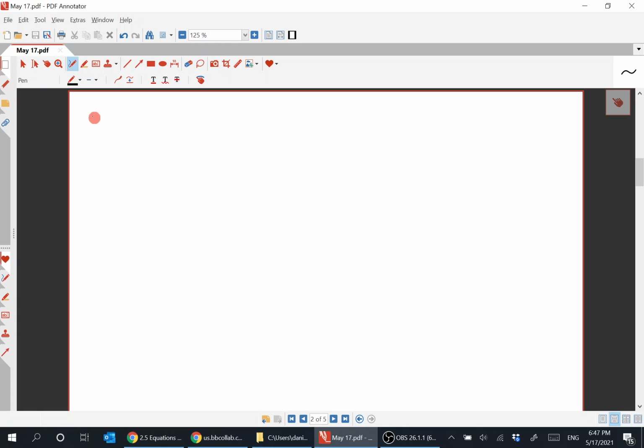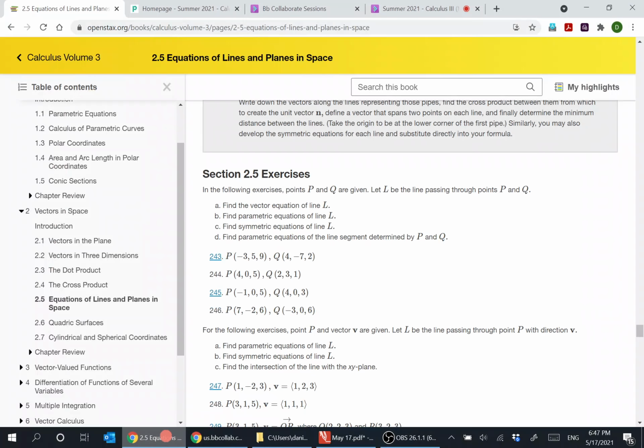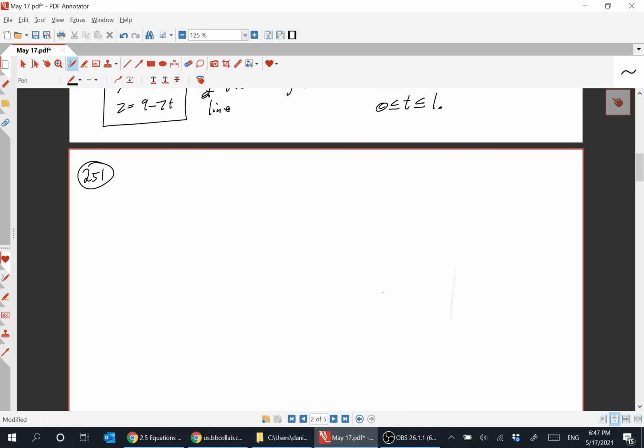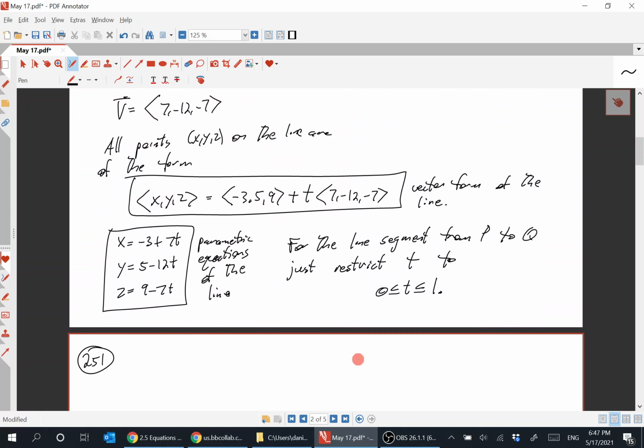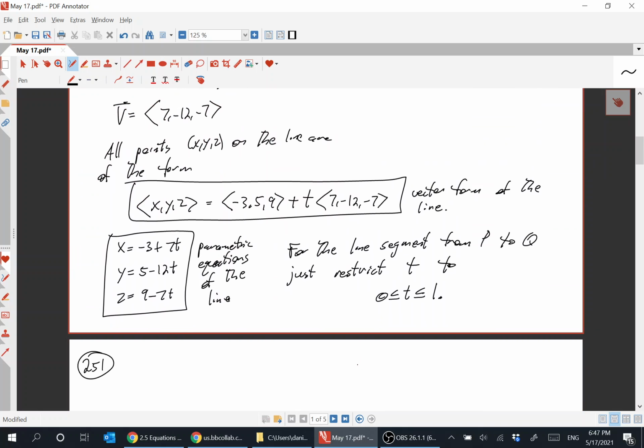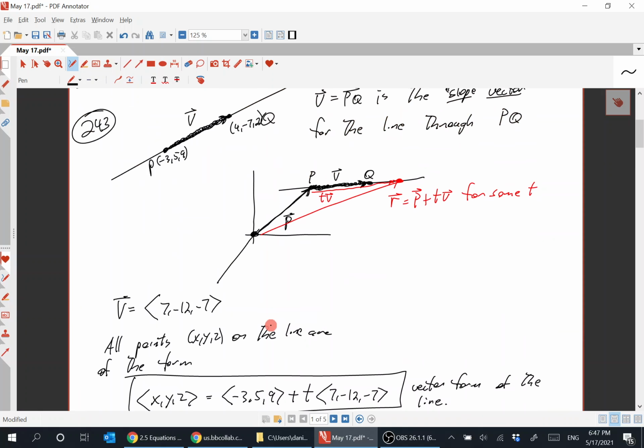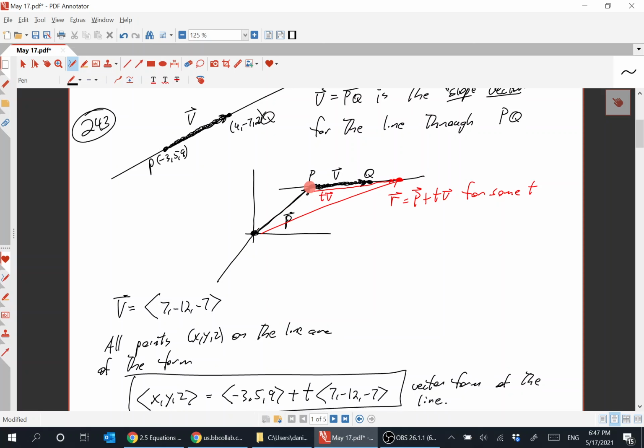Next, 251. I had a quick question about that one. For the parametric equations, the base part that's not the slope, do you have to use the head part of the line for that, or can you use the tail? I use the tail in that one. You can use any point on the line. I just picked P. You could have used Q if you want. It's fine.